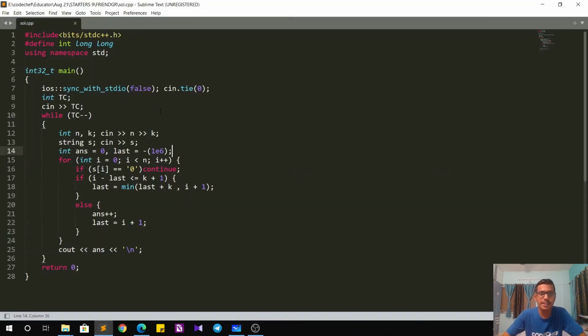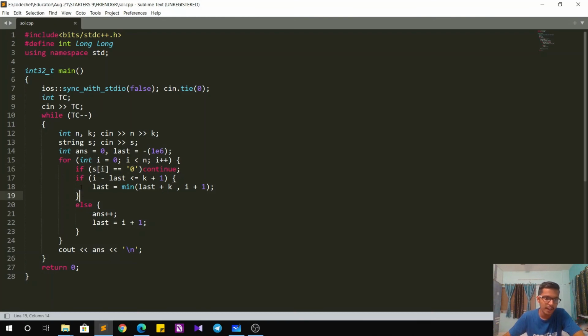So the implementation in C++ is a clear reflection of what we just saw. Basically, we take the string input and then initialize two variables, answer and last. The last variable should be some big negative number, so I have taken it minus 10 to the power 6, and answer is initially 0. Then I iterate in the string, and I only care about the positions where the person is standing. So if s[i] is equal to 0, I just continue in my for loop.